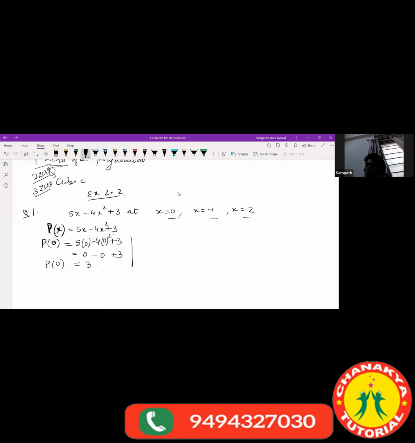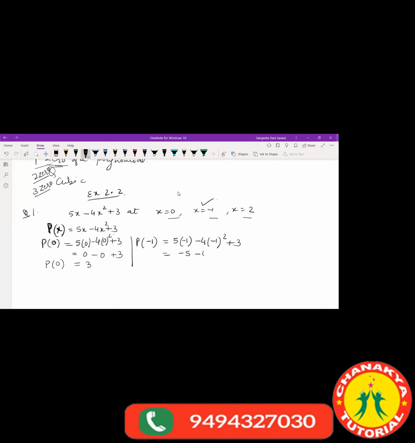Yes, ma'am. In the same way, if we take the value of x to be minus 1, let's take this one now. In this case also, wherever we have x, in place of x, we will put minus 1. So this becomes minus 5, minus 4, and since the power of minus 1 is even here, this will become positive. So this becomes minus 9 plus 3, that gives you minus 6. Right?